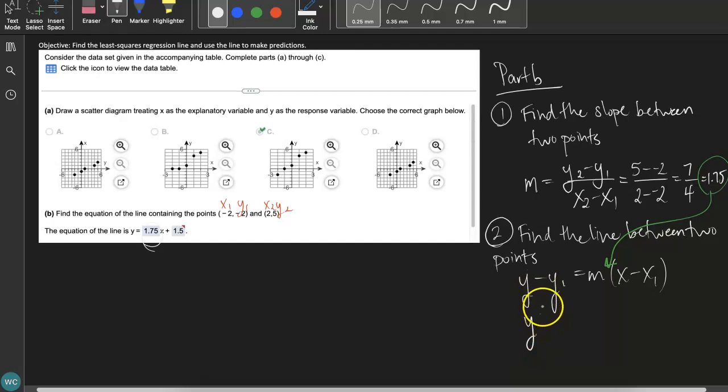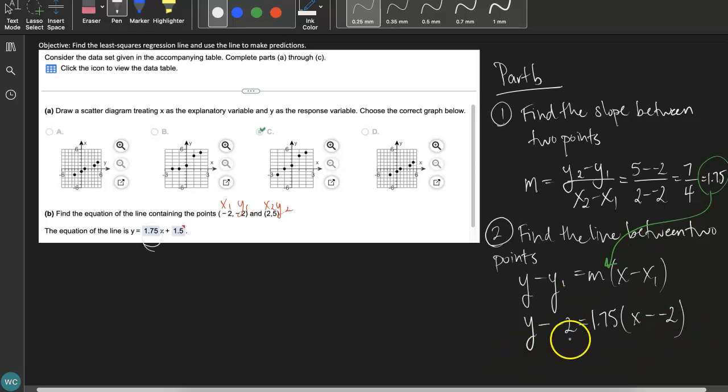with less negatives. So plugging this in, we have y, the variable y, so I'm going to leave that as y, minus negative 2, that's the value for y sub 1, equals the slope, 1.75, times x minus the value for x sub 1, which is negative 2. Again, x here is the variable in the equation. X sub 1 is a particular x coordinate of 1 point on that equation of the line.